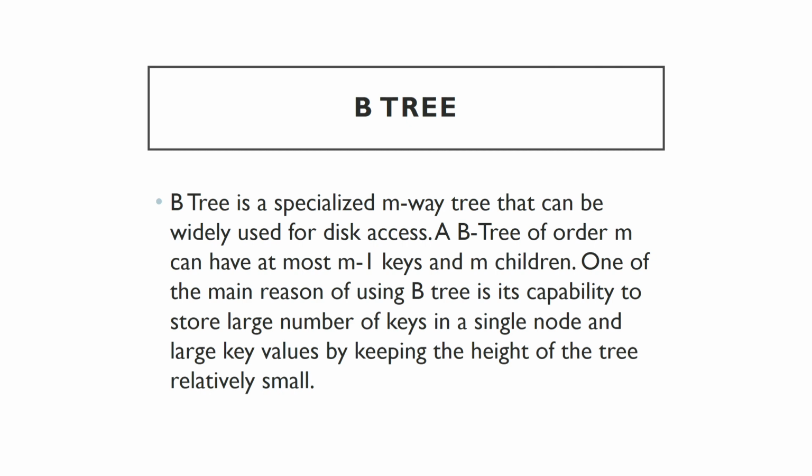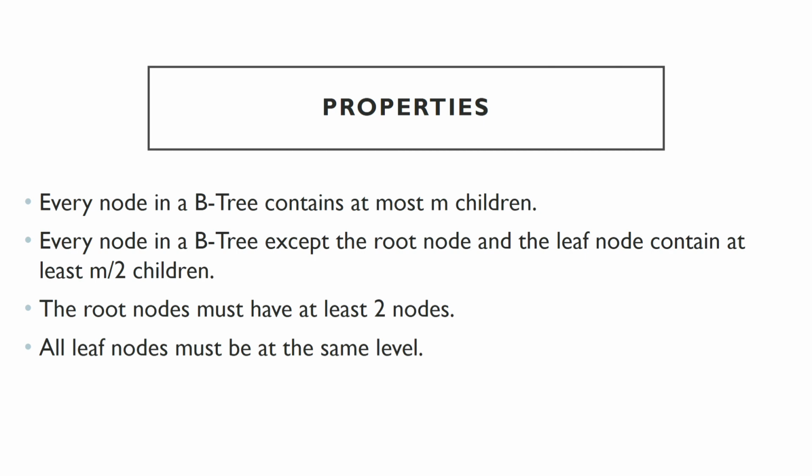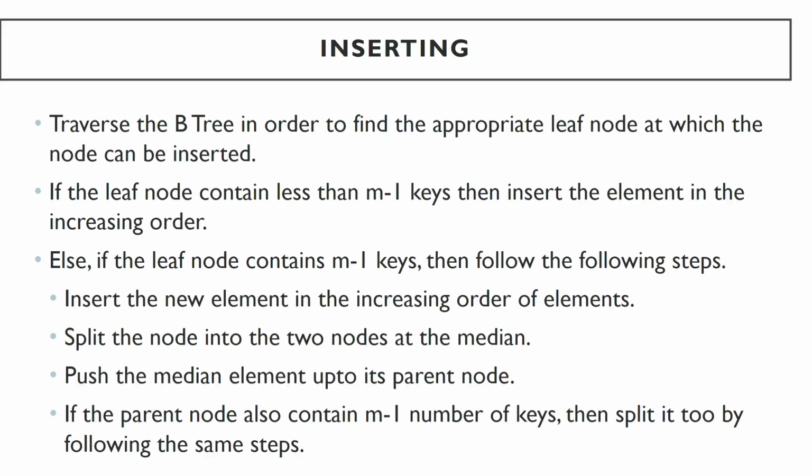So we can say that a B tree of order M contains all the properties of an M-way tree, and it contains the following properties. Every node in a B tree contains at most M children. Every node in a B tree except the root node and the leaf nodes contains at least M/2 children. The root node must have at least 2 children, and finally all the leaf nodes must be at the same level. It is not necessary that all the nodes contain the same number of children, but as you know, each node must have at least M/2 children.